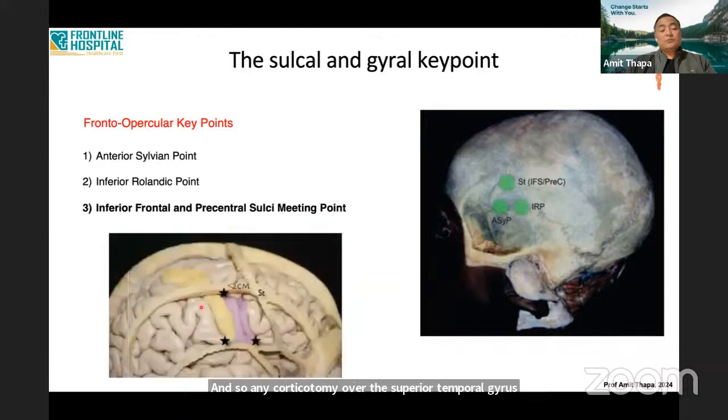And then the other point which is important to understand is the inferior frontal and the precentral sulci meeting point. The inferior frontal sulcus actually intersects with the precentral sulcus at a point which is about 2 centimeters below the stephanion craniometric point, and it marks the anterior border of the precentral gyrus, and also the posterior and superior border of the orbital gyri. So this can be a very important landmark when we are trying to open this area.